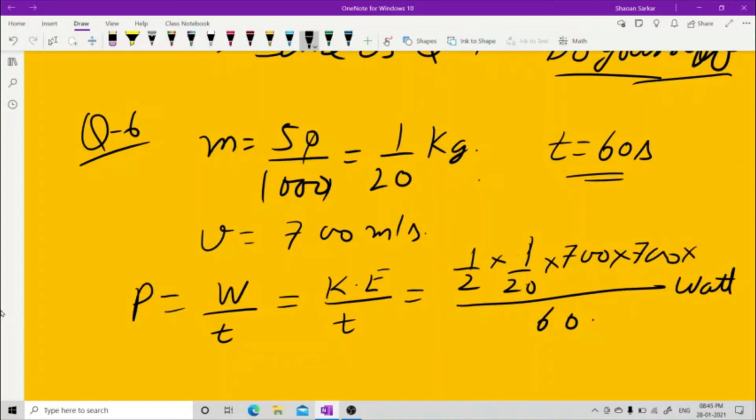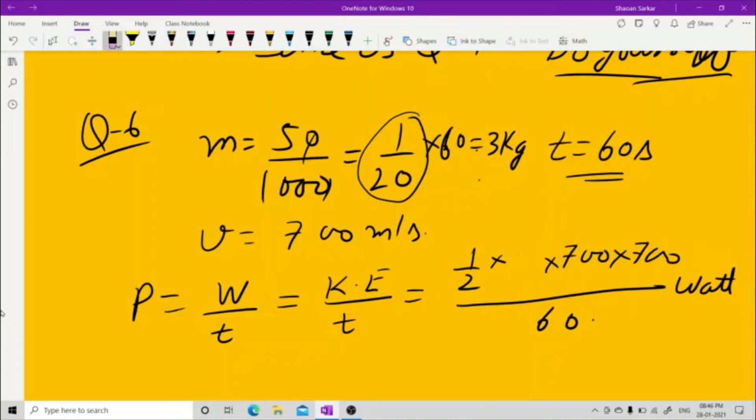Mass was 60 bullets, so the mass of the 60 bullets would be into 60. You must do this here. I forgot, this has to be into 60 because you are taking the mass. This was the mass of a single bullet. Now there are 60 bullets fired, so this comes out to be 3 kg. So now you can erase this portion and write just 3, and do the calculation yourself.